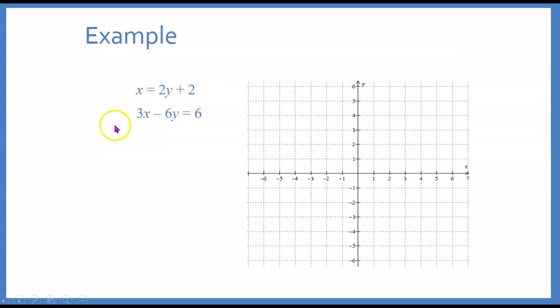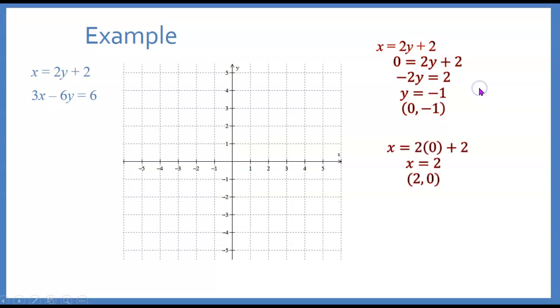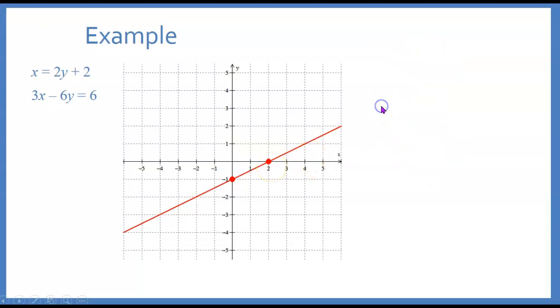Okay, what about this system? x equals 2y plus 2 and 3x minus 6y equals 6 are the two equations in this system. So, first equation, we've done this before. The graph is the line through (0, -1) and (2, 0). It looks like this. The second equation, if x is 0, y has to be -1.